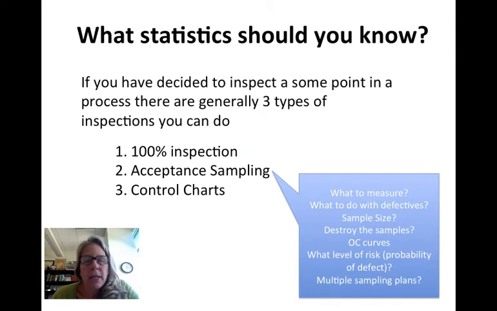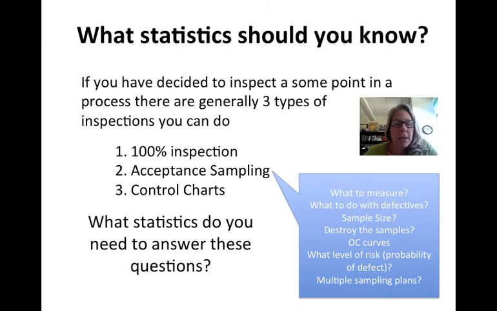In acceptance sampling, the questions that come up are what to measure and what do you do with defects, just the same as in 100% inspection. But then you might ask questions about what the sample size for inspection is. Do I destroy the samples or not? Are there operating characteristic curves that you can generate which have to do with acceptance sampling? What level of risk or probability of defect are you willing to accept? And should you have multiple sampling plans? Those might be some of the things that come up with acceptance sampling.